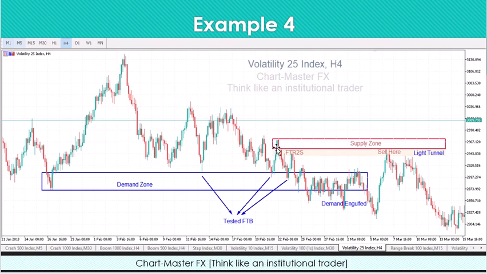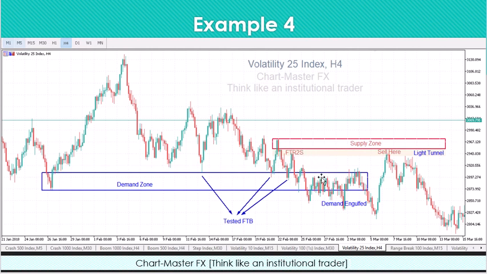Once we have a supply zone here, the price failed to come to the supply zone. So once the price fails to come to the supply zone, we can draw our FTR to supply here. Then you draw your light tunnel. Take note that the light tunnel should not be significantly large, because once you have a light tunnel that is significantly large, you actually increase your risk. So you have to lower your risk. So how do you lower your risk? You need to only take trades that have a light tunnel that is very small, like this one.